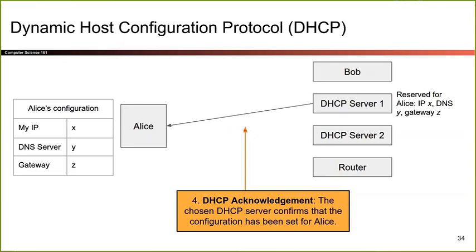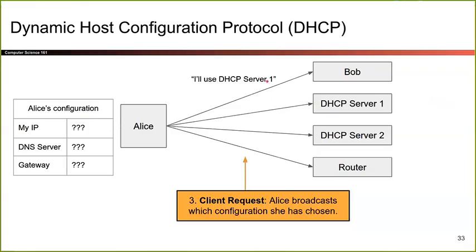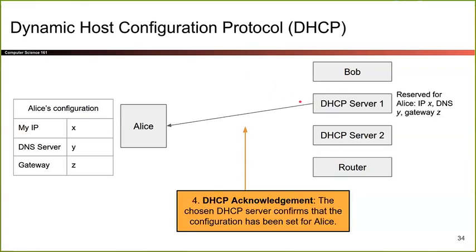So the acknowledgement just says, OK, I confirm this is for you. So just to double check, yes, you chose DHCP server 1. Right, so I chose DHCP server 1. And DHCP server 1 confirms, yes, that's all good. Nothing has gone wrong. And this configuration is for you. Now Alice has an IP to use, a DNS server, and a gateway.